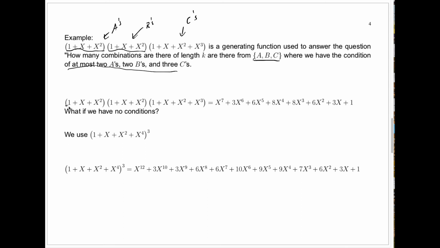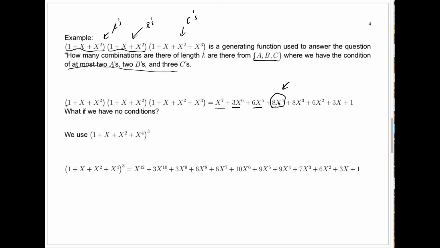Here I used a computer to multiply 1 plus x squared times 1 plus x squared times 1 plus x squared plus x cubed, and I get x to the 7th plus 3x to the 6th plus 6x to the 5th plus 8x to the 4th plus 8x cubed plus 6x squared plus 3x plus 1. The fact that the coefficient on x to the 4th is 8 tells us the answer to our original question was 8. There are 8 combinations of length 4. But this tells me all these other answers as well.